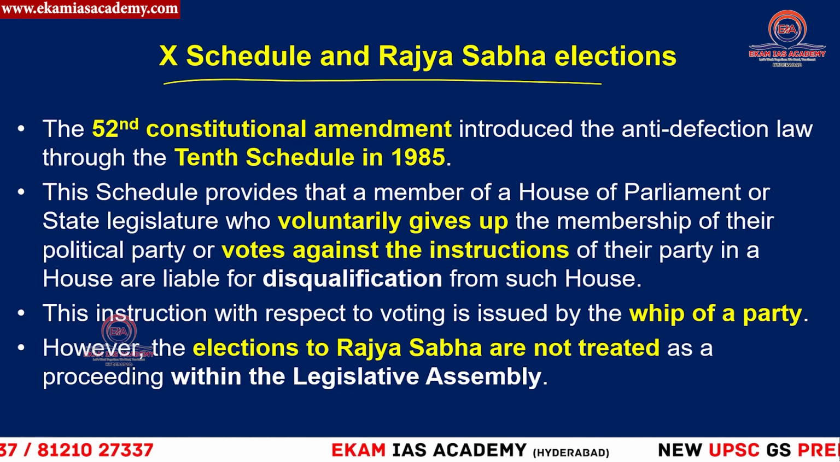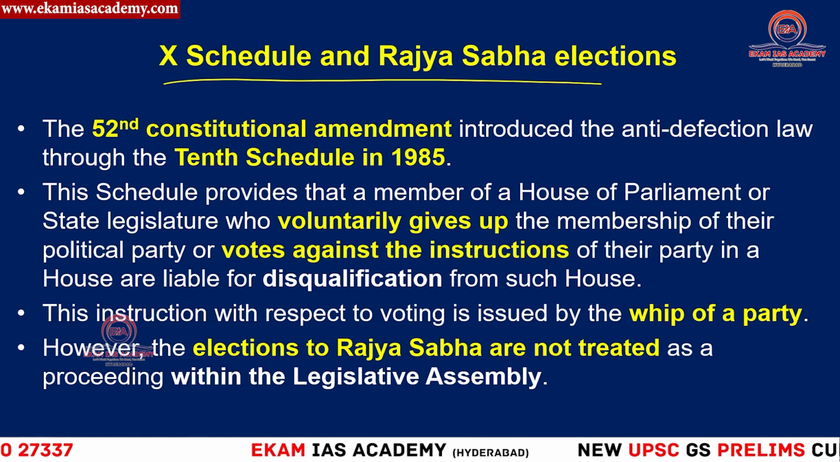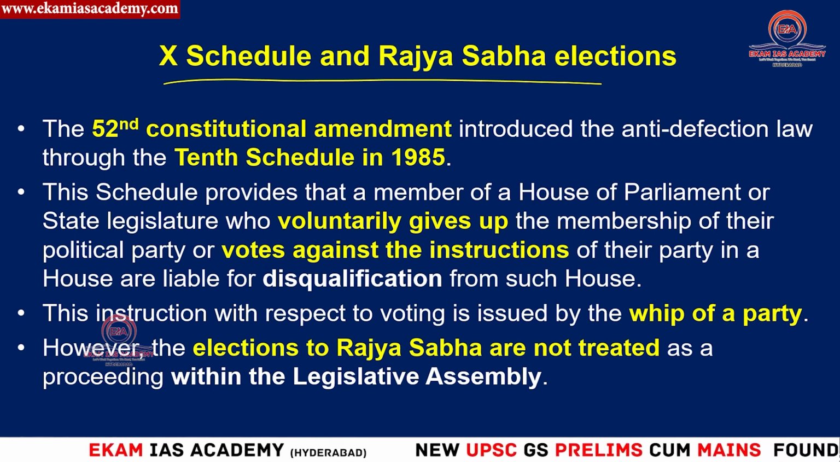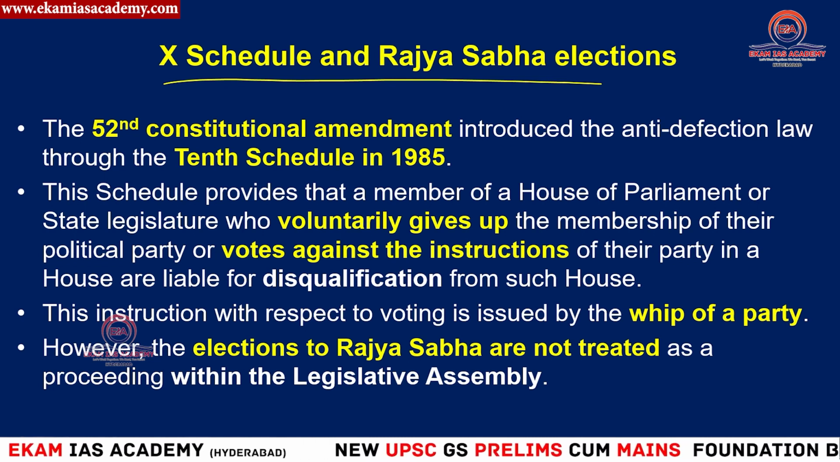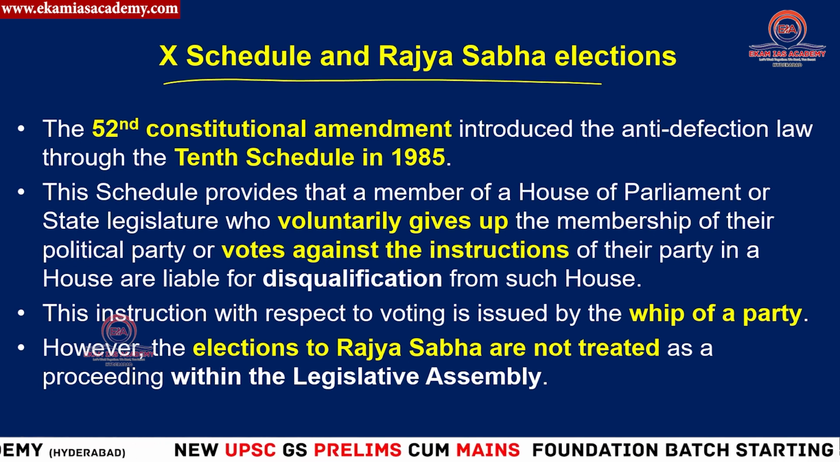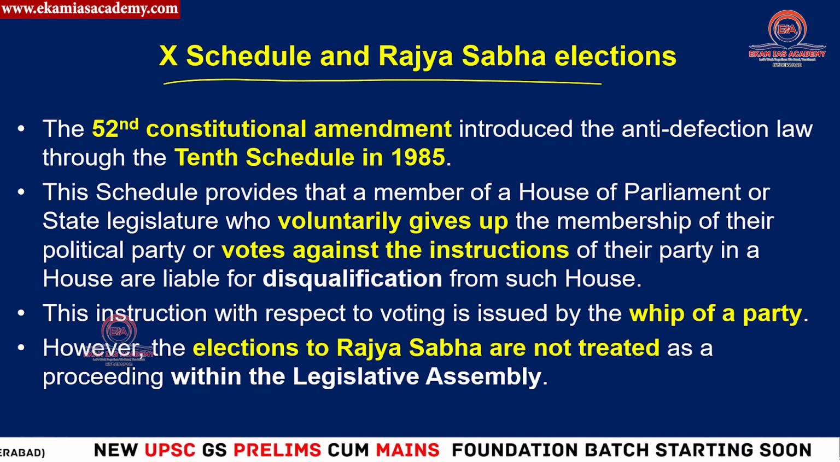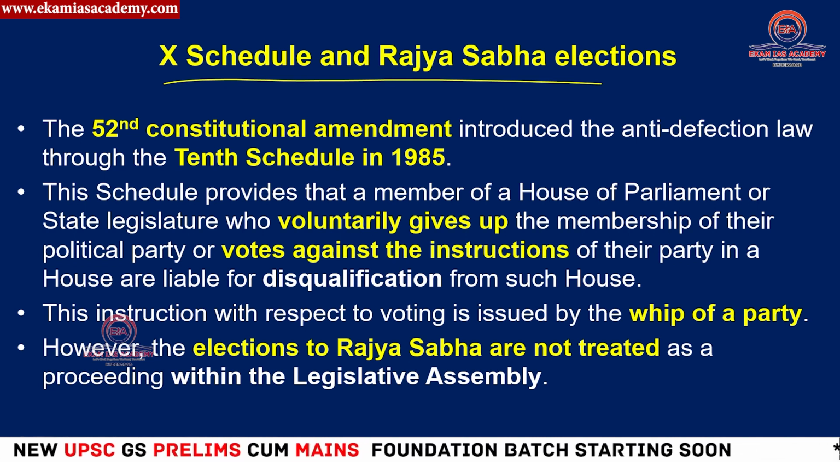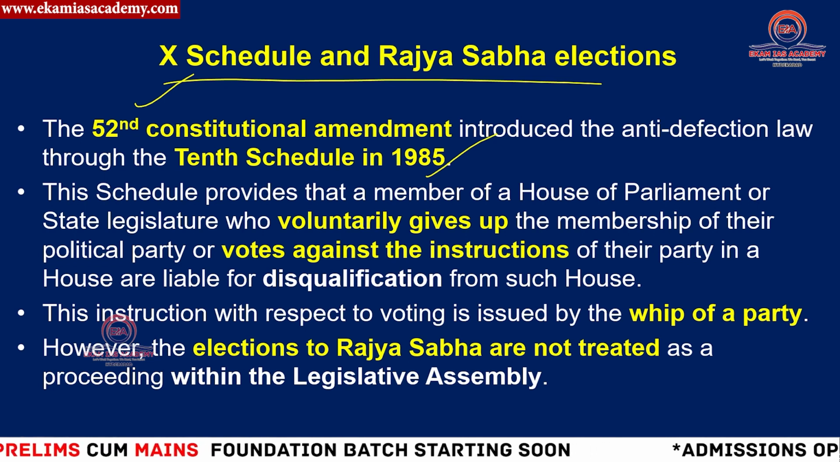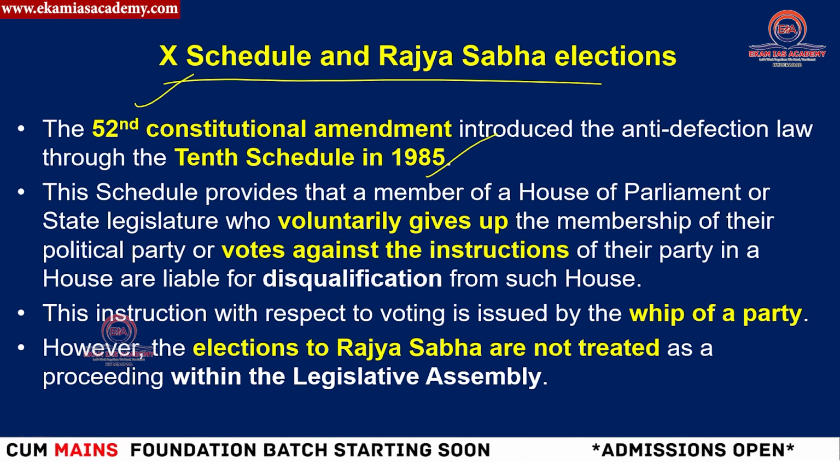Here, what is the relation between the 10th Schedule, anti-defection, and Rajya Sabha elections? We'll understand. You know the concept of Aya Ram Gaya Ram. That means when you are getting elected on one political party and you shift your loyalty to another political party, that is again a subversion of the electoral mandate. So to prevent this, in 1985, the 52nd Constitutional Amendment Act was passed to curb this type of practice.